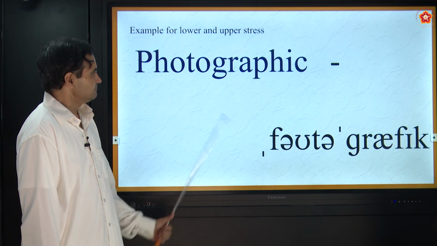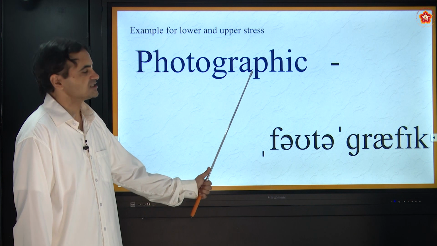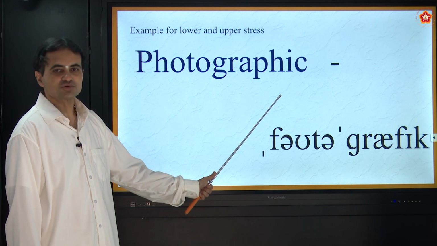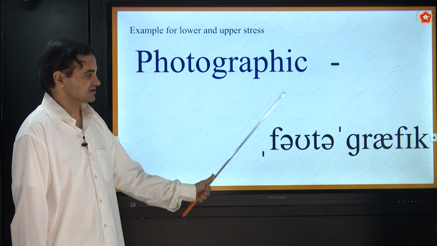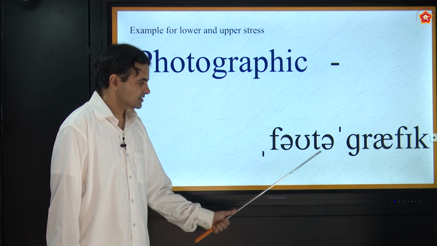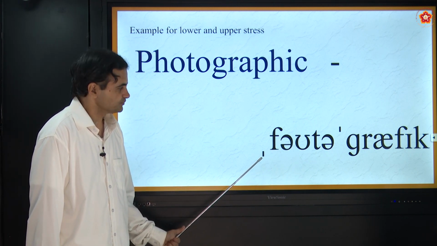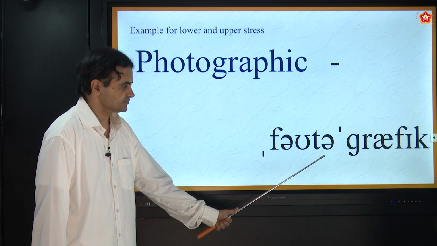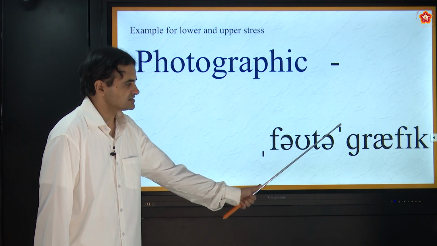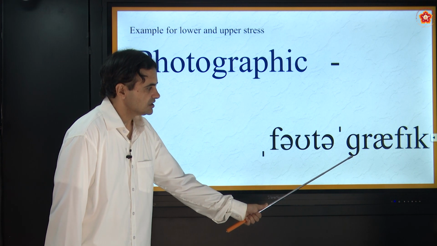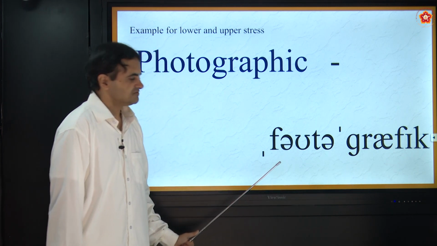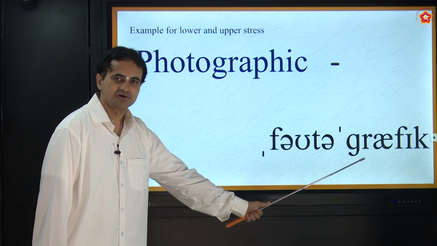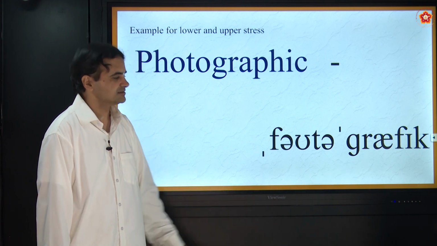All right. Next one, P-H-O-T-O-G-R-A-P-H-I-C. Generally in India we say photographic. The real pronunciation has a lower stress here. This is ow, so this becomes photo, and there is an upper stress here, so this becomes graphic. Photo, graphic, photo, graphic.